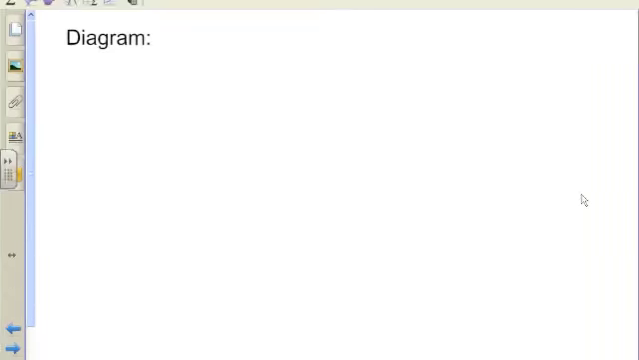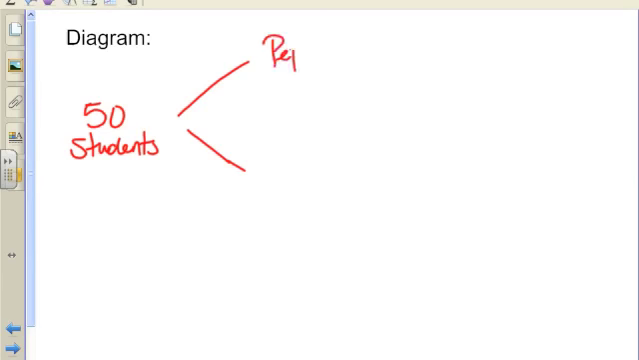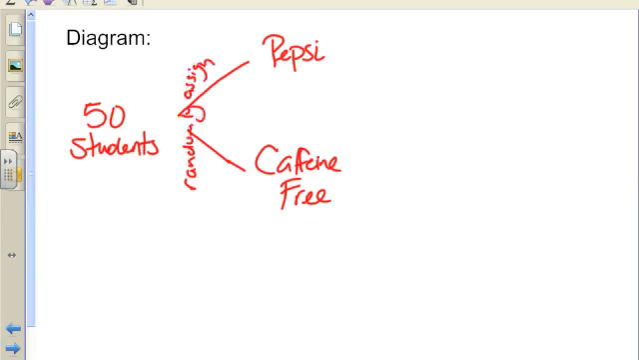The last thing I wanted to talk about with experiments today was the idea of drawing a diagram. This is not considered a complete solution, but it might be a fast way to get started in your explanation. So you'll see these in your textbooks. They'll say something like, well, let's say we have our 50 students. I'm going to divide them into two groups. Remember, we had a Pepsi group and a caffeine-free Pepsi group. And then I might say something like, I'm going to randomly assign them. So there's going to be 25 getting Pepsi and 25 getting caffeine-free.